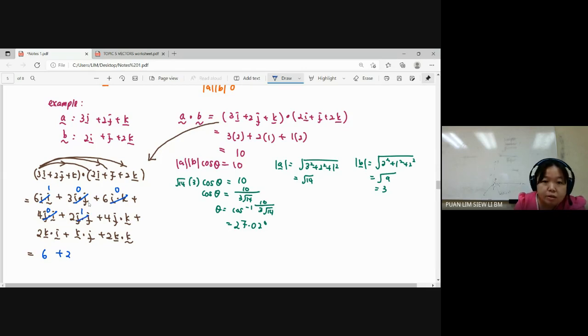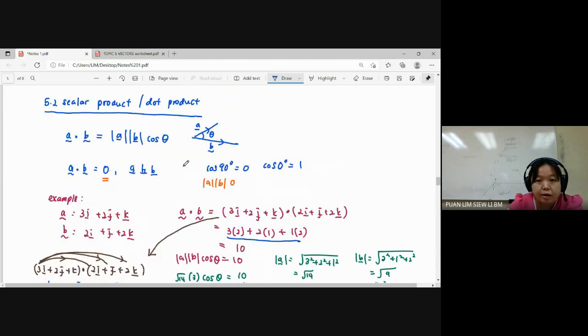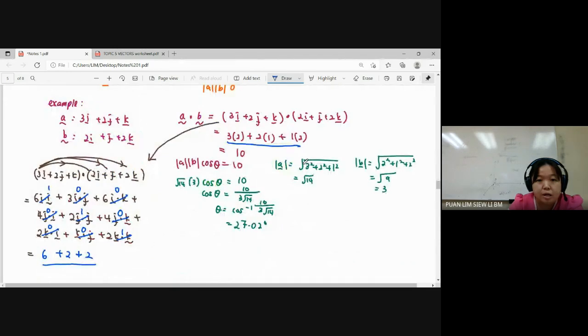And then continue. J dengan K perpendicular kosong. So K dengan I perpendicular kosong. K dengan J perpendicular. K dengan K 1 tambahlah 2. So you can see, kita boleh ignore bila kita buat dot product, kita boleh ignore dia punya vector. So kita tak payah fikir dia punya vector sebab I, J, K, tiga vector ni, I untuk x axis, J untuk Y axis, then K untuk Z axis. Tiga vector ni dia sentiasa perpendicular to each other.